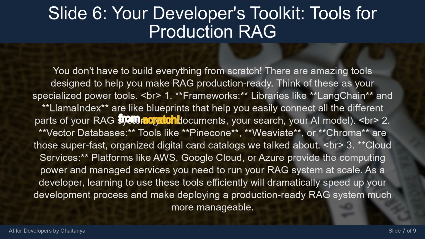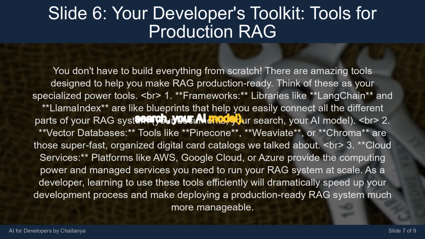You don't have to build everything from scratch. There are amazing tools designed to help you make RAG production ready. Think of these as your specialized power tools. 1. Frameworks. Libraries like LangChain and Llama Index are like blueprints that help you easily connect all the different parts of your RAG system. Your documents, your search, your AI model.